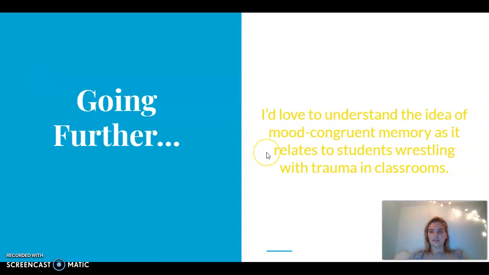Going further, I'd love to understand the idea of mood congruent memory as it relates to students wrestling with trauma in classrooms. I think that's a really important thing to understand, and it's something that I don't have a lot of knowledge about, but would like to build more knowledge about.